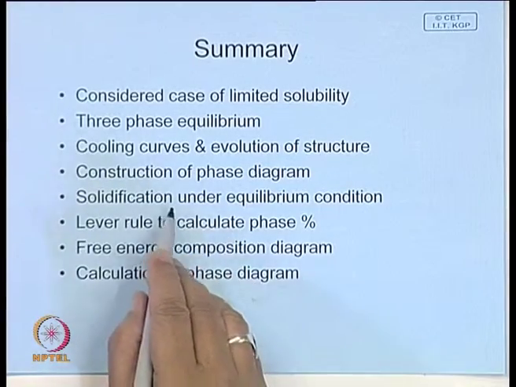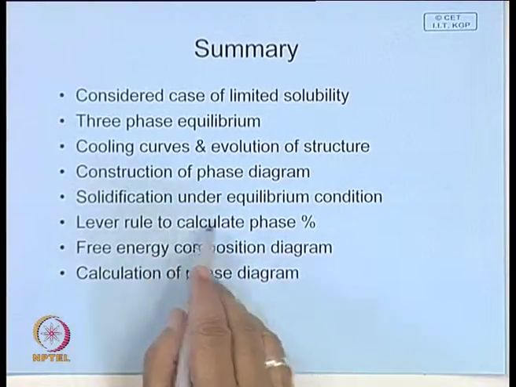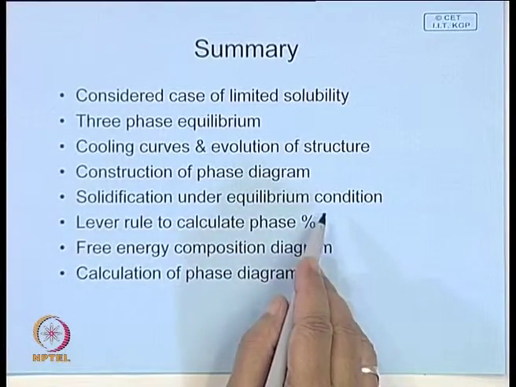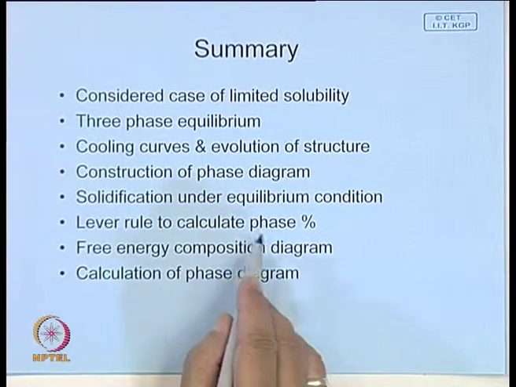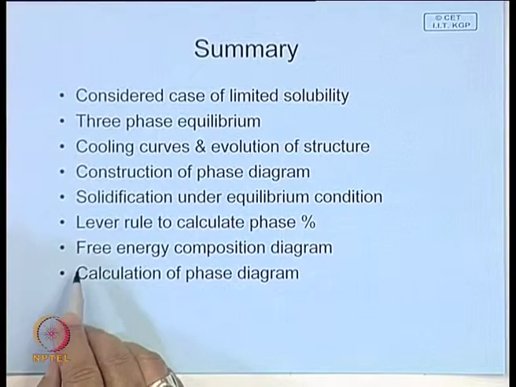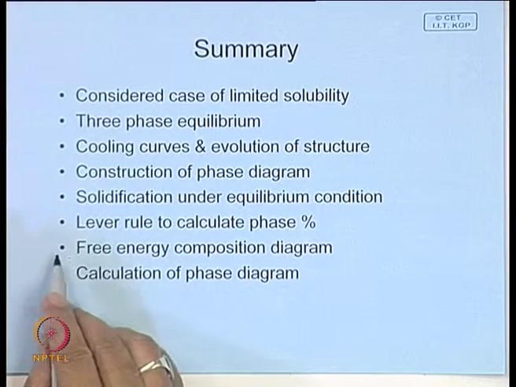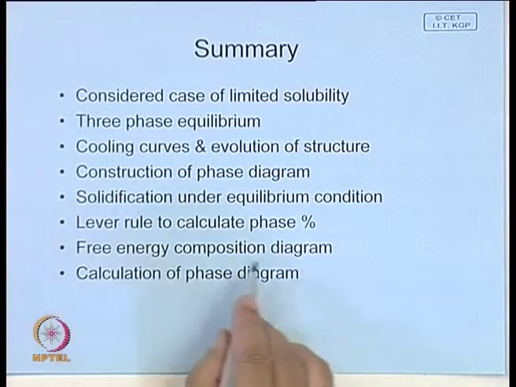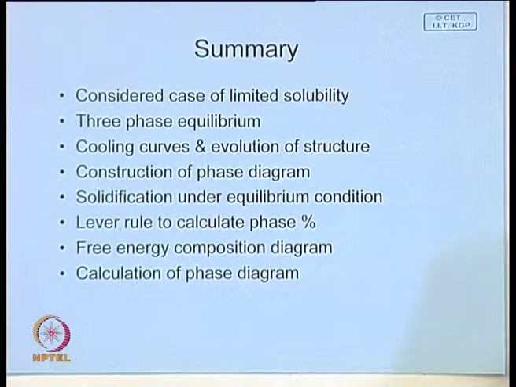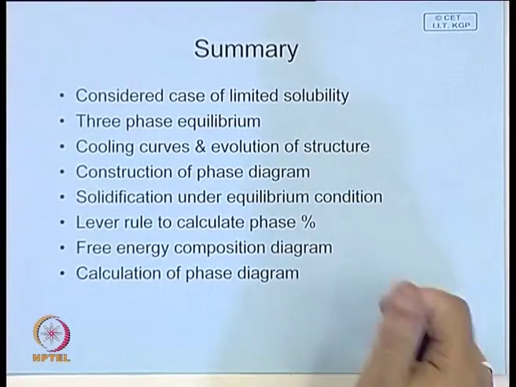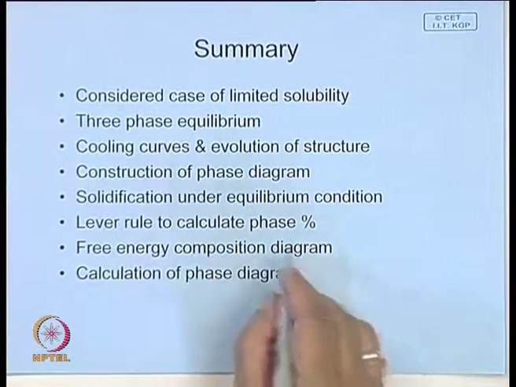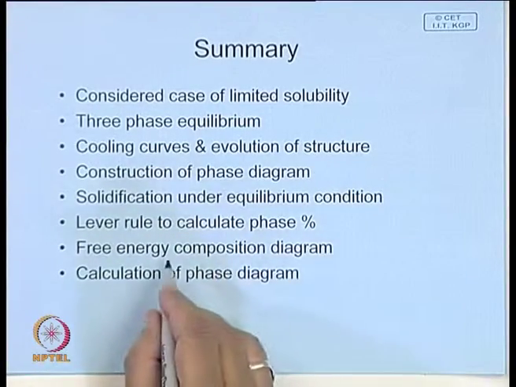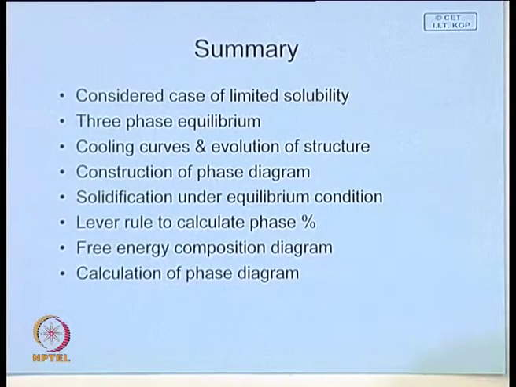We also considered the evolution of structure when the alloy is cooled at a very slow rate, that is under equilibrium condition. We also applied the phase rule to calculate phase percentages at different temperatures, and just now we also saw the free energy composition diagram, and it is possible to estimate or calculate the phase diagram from thermodynamic properties, and the principle has just been illustrated.